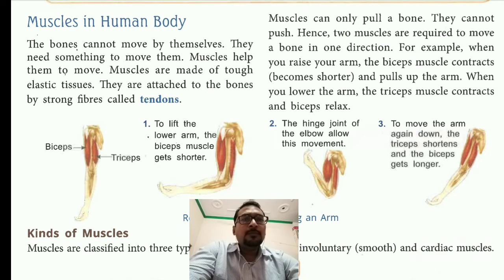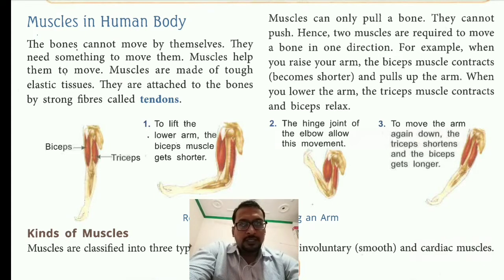Muscles can only pull a bone. So they cannot push. So hence two muscles are required to move a bone in one direction. For example, when you raise your arm, the bicep muscle contracts and becomes shorter and pulls up the arm. When you lower the arm, the tricep muscle contracts and biceps relax. So this is how the bones and muscles work together.